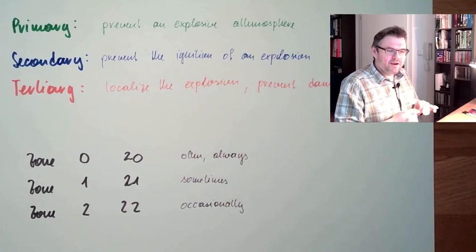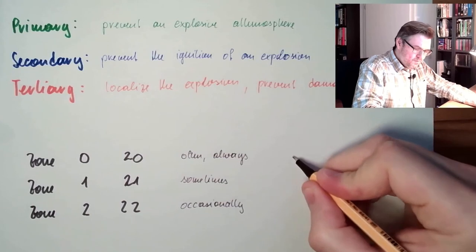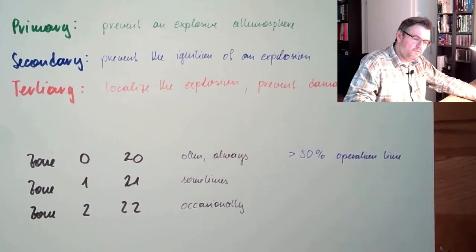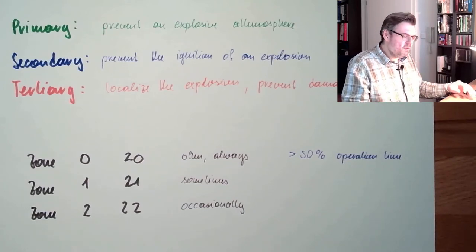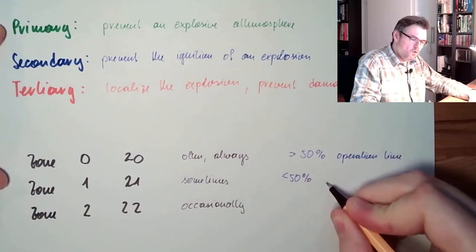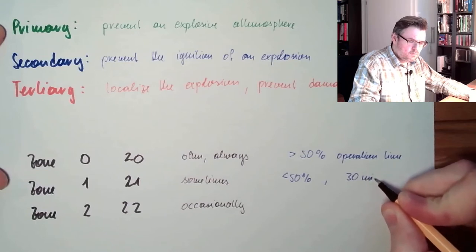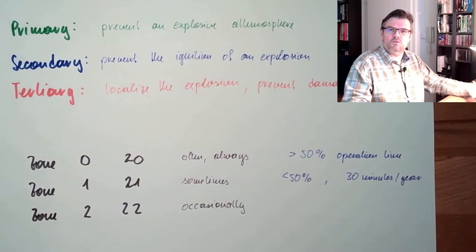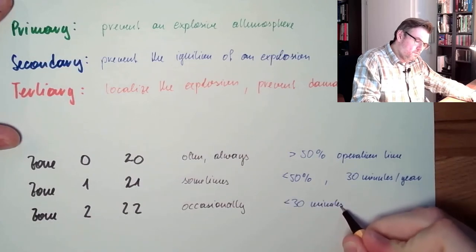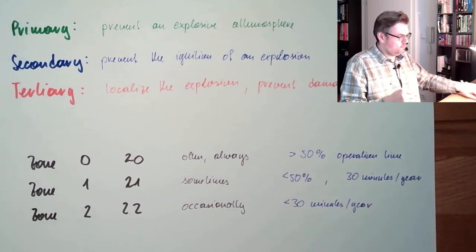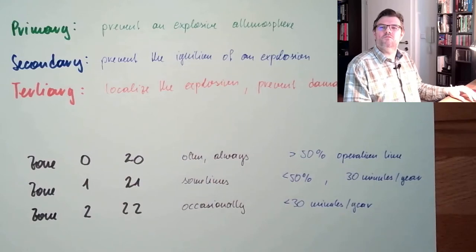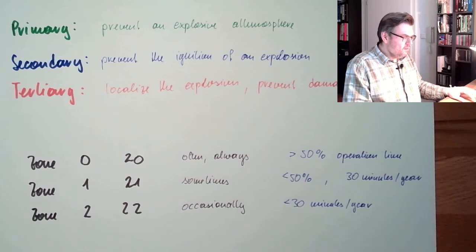It is common understanding that it's bigger than 50% of the operation. So if it's more than half of the operational time, then it's always or often. Here we are less than 50%, then it's already sometimes. Or down to 30 minutes a year, this is sometimes. And occasionally is if it's smaller than 30 minutes a year. This is the common understanding of those terms. These are the zones.